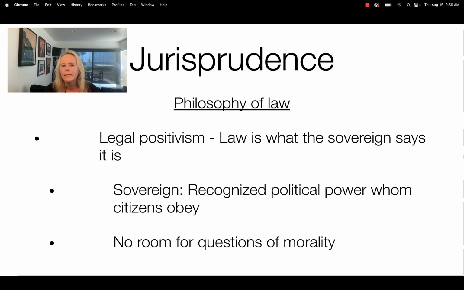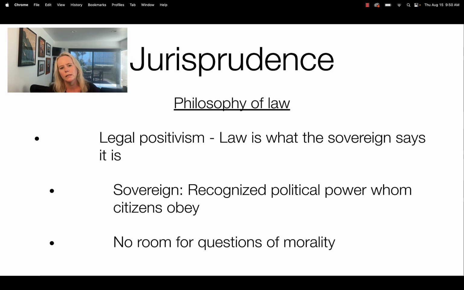Jurisprudence is the philosophy of law. When we look at law, what we find is that you have a lens that you see the law with. And that lens is jurisprudence. So I'm going to talk about a couple of philosophies of law. There's a few more, but I'm going to hit on the main important ones.